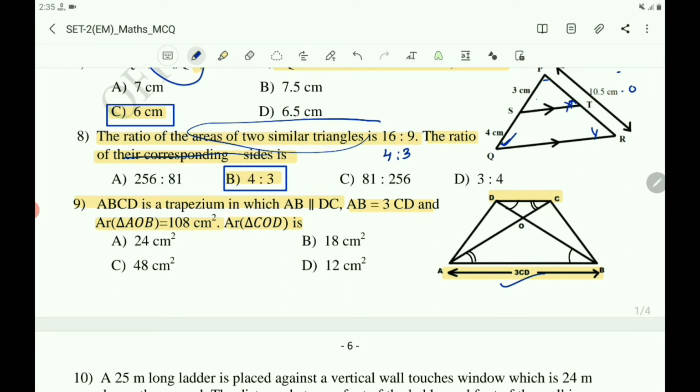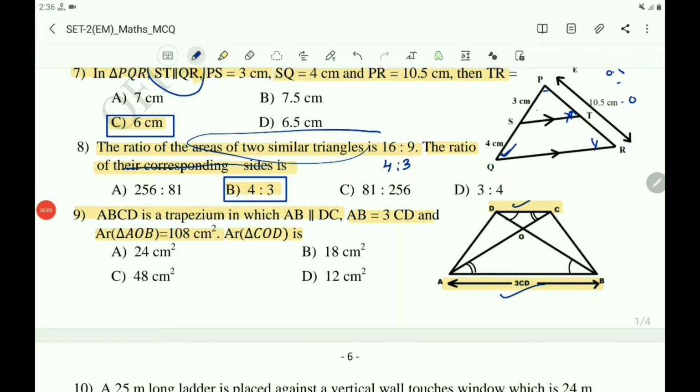That is, the measurement of CD is 1 by 3 of AB. So the ratio is 1 by 3 here. But you know that these two triangles are similar. Why are they similar? Here it is shown that these two angles are equal and this also equals. In the figure it is shown they are equiangular triangles. So their corresponding sides are in the same ratio.